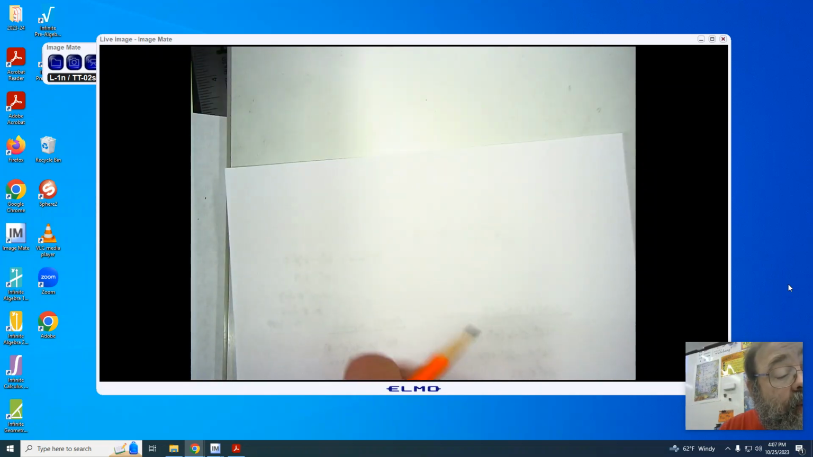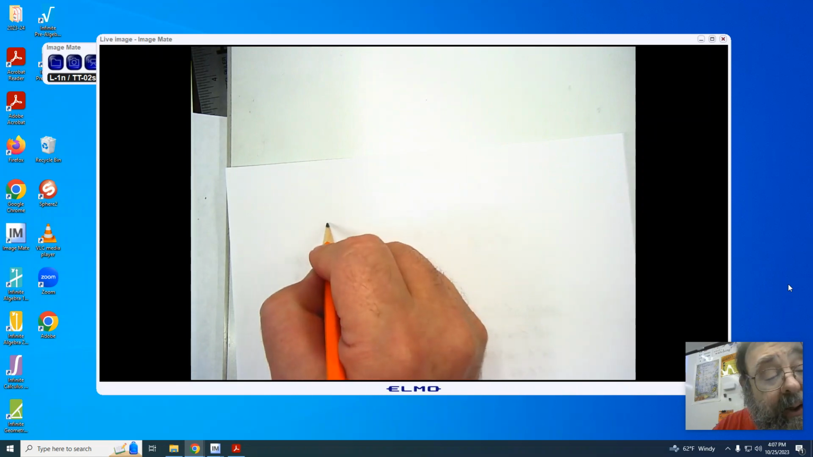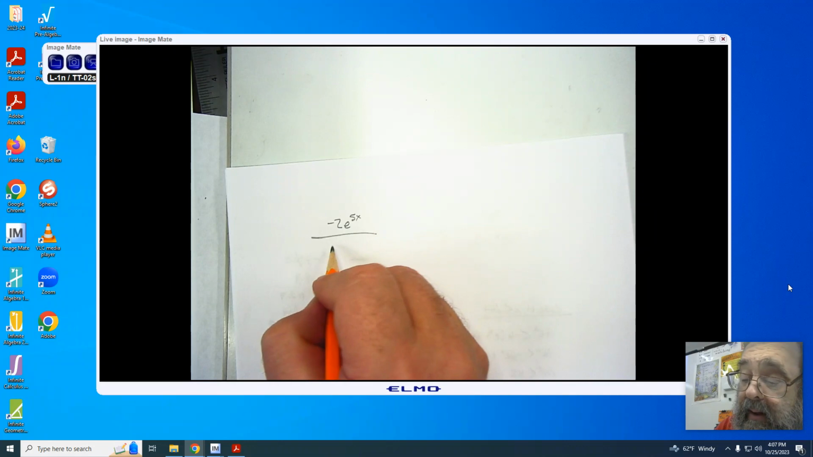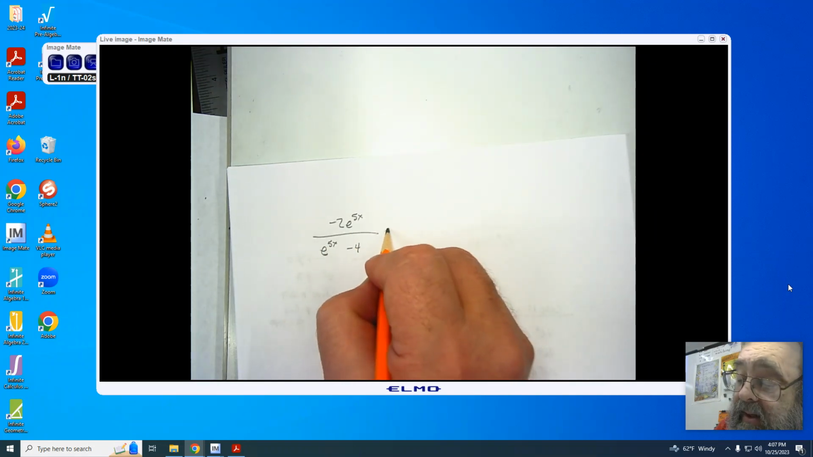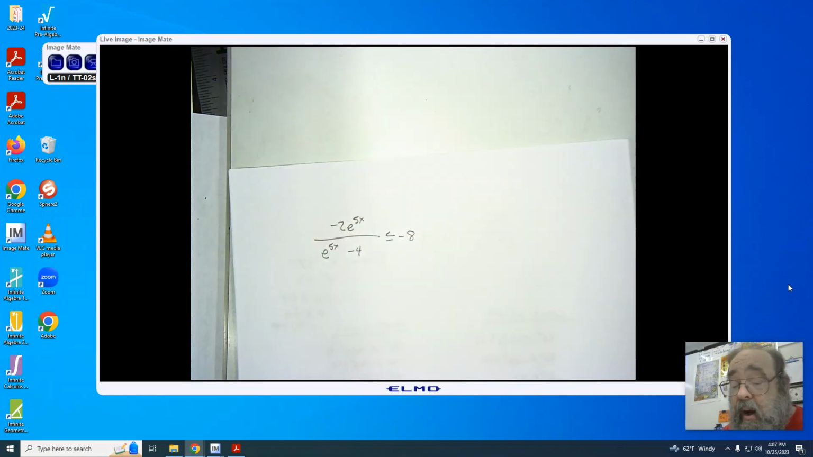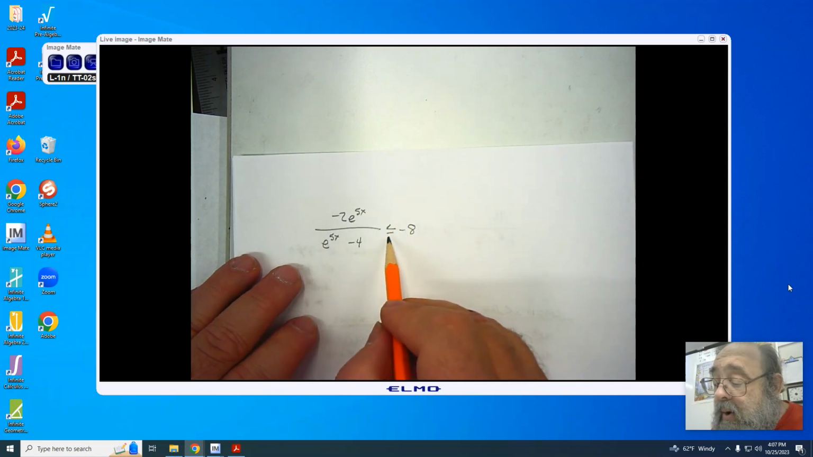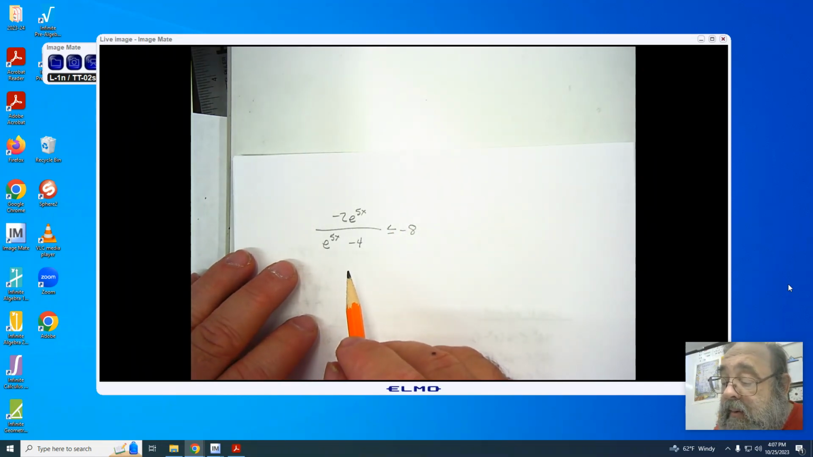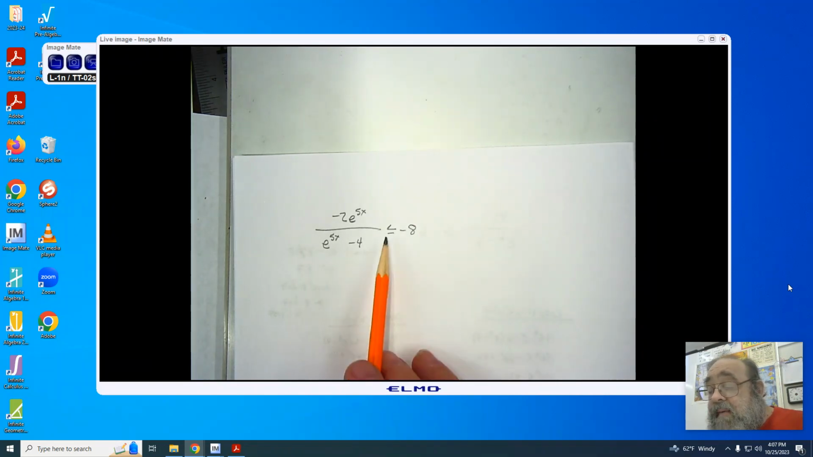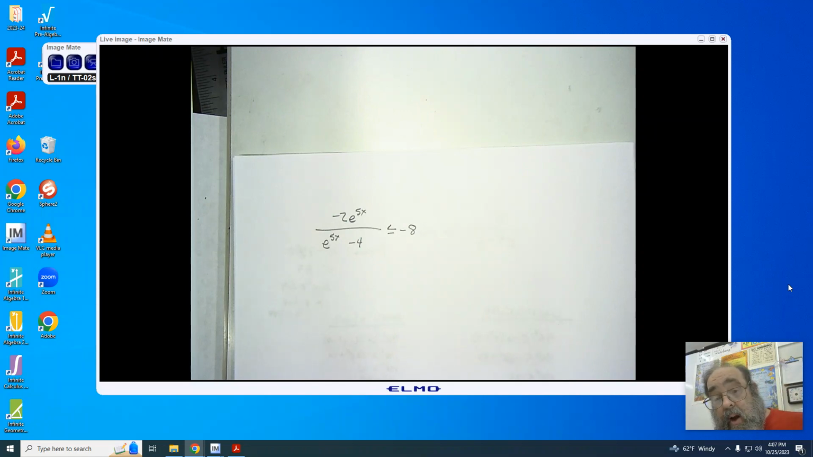This time, we're going to do negative 2e to the 5x divided by e to the 5x minus 4 is less than or equal to negative 8. Alrighty, here we go. Now notice we could have an or equal to, so we've got to be careful. The domain is still going to be greater than or less than, but now when we find that solution, we're going to have an or equal to, which will be a bracket on one side or the other.